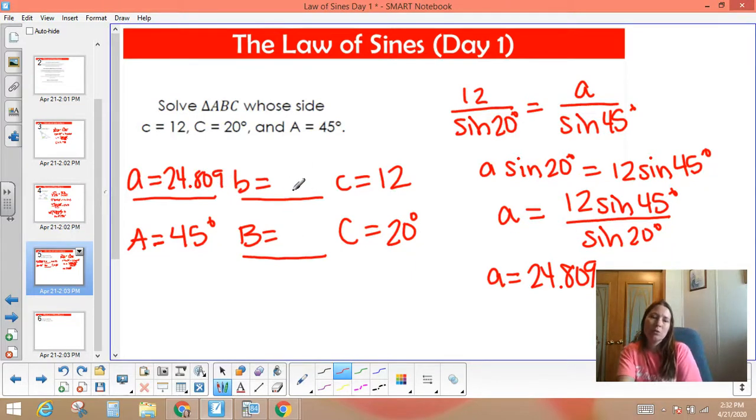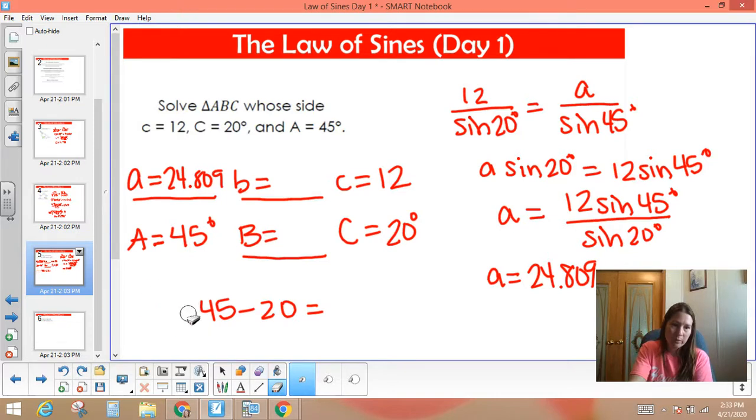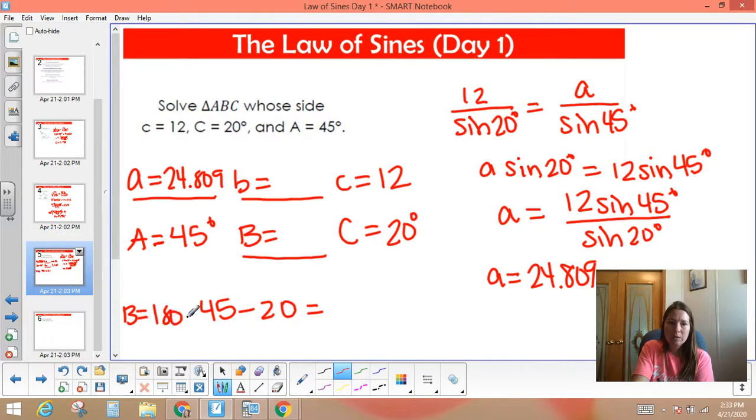All right, so now we need to figure out how we're going to go about getting these B values. Well, first of all, remember that if you know two angles of a triangle, you can find the third one because the angles in a triangle add up to 180. So if I do 180 minus 45 minus 20, I can get angle B. Okay, I probably should have thought that out better. We'll go back and rewrite it. So angle B is equal to 180 minus 45 minus 20. So what is that? 160. So 105.